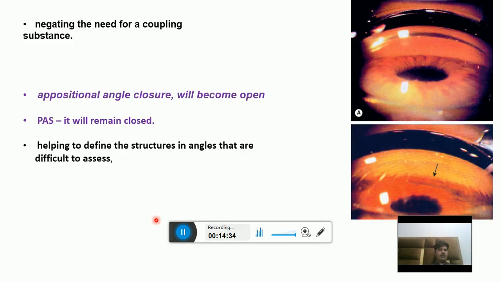Now, if the angle is closed by adhesions between the peripheral iris and cornea, which is known as peripheral anterior synechiae, it will remain closed. Dynamic gonioscopy can be invaluable in helping to define the structures and angles that are difficult to assess, such as an extensive or double highly pigmented Schwalbe line from the pigmented meshwork.